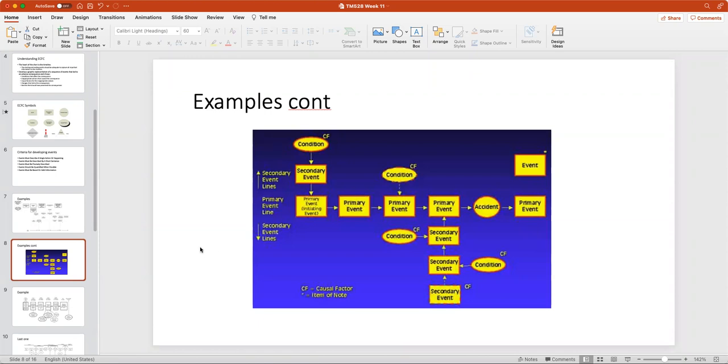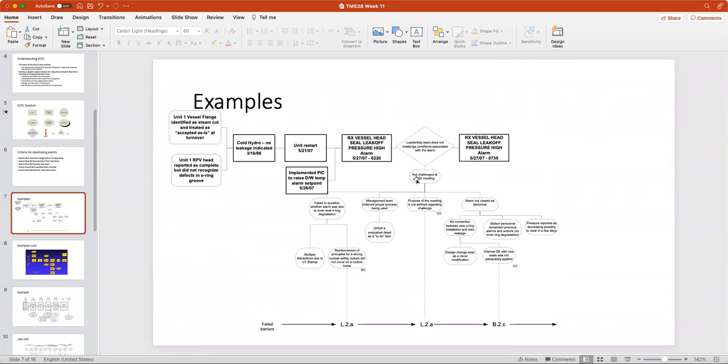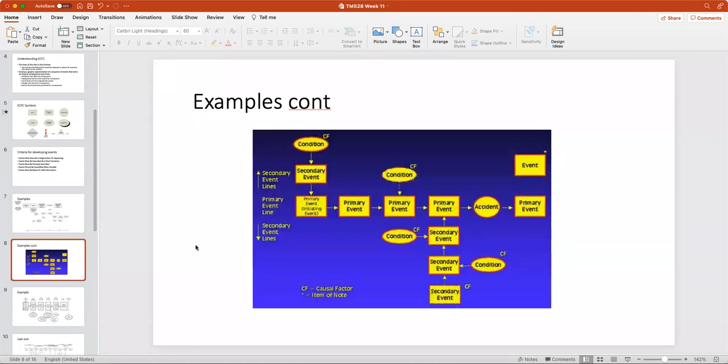Here's another example. This one doesn't have any specific identifiers, but it'll show you have your primary event line and secondary event line. Sometimes people will do this if you have secondary events that feed into the primary event. Essentially, if you had sections or sub-events that are components of that, they merit their own aspect here. So this is just another way of identifying those.